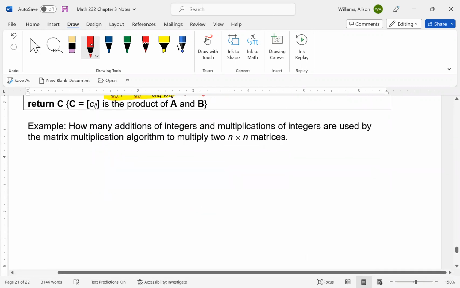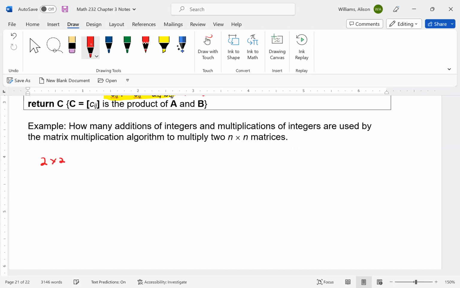Okay, so here we go. How many additions of integers and multiplications of integers are used in the matrix multiplication algorithm to multiply two n by n matrices? Okay, so I want to kind of set this up with understanding what we're doing here. An n by n matrix, let's look at a 2 by 2 matrix. Here, I'm just going to call it 1, 2, 3, 4. Boring. Great. How many terms are there in this matrix? 4 terms, right? Well, that comes from squaring 2. 2 in the row, 2 in the column.